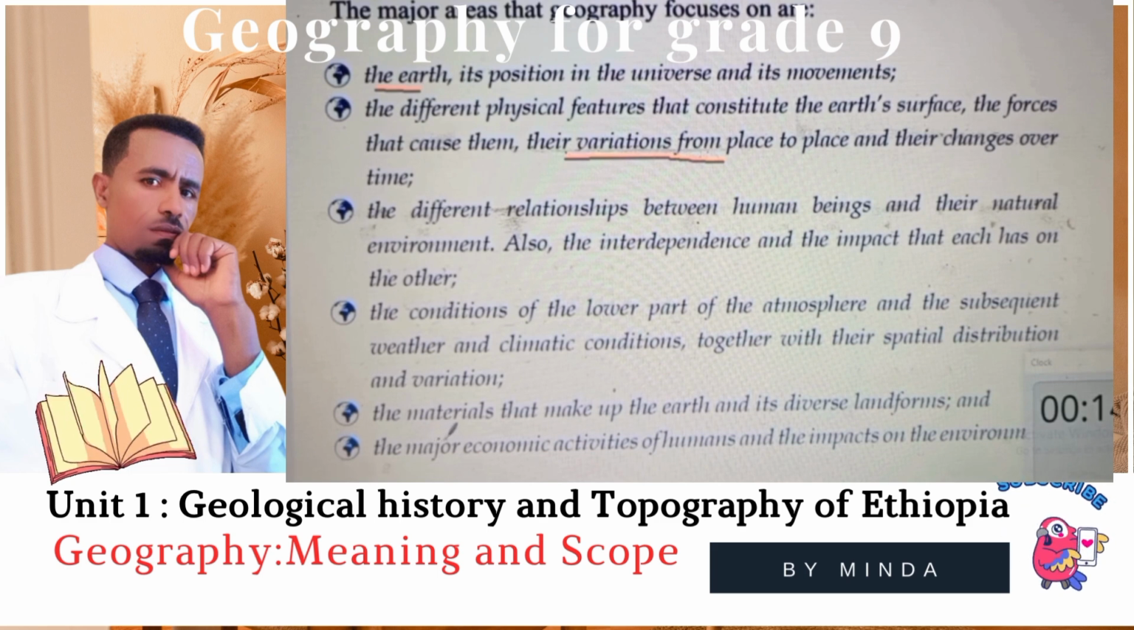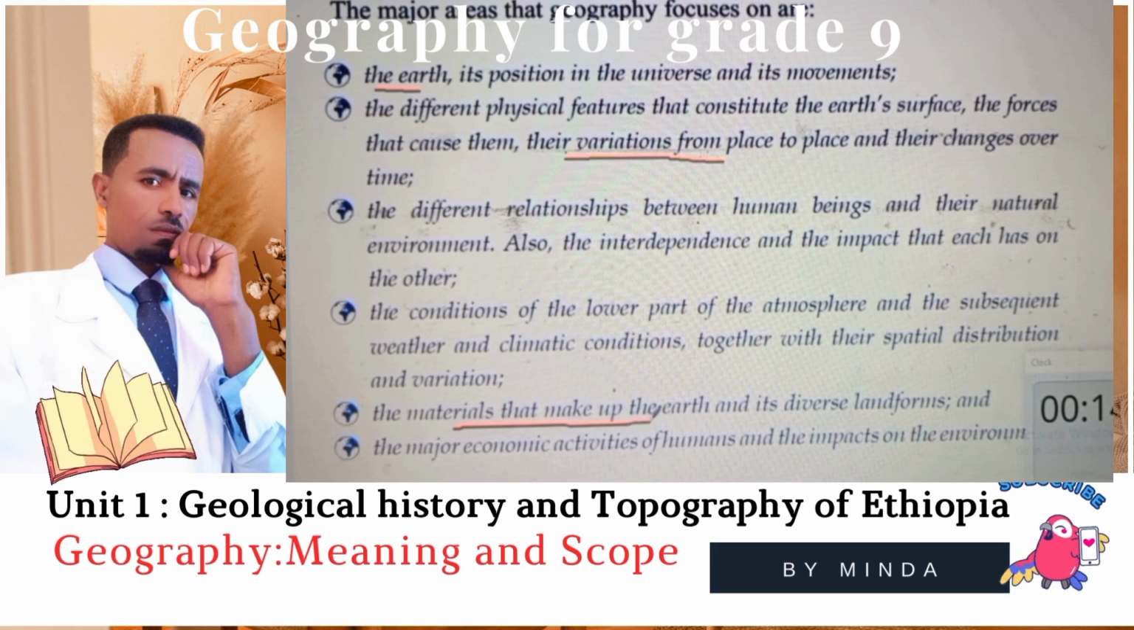Another point, materials that make up the earth. Materials that make up the earth is one of the most important points in geography, and so are diverse landforms. Landforms are the main points that are seen under geography.